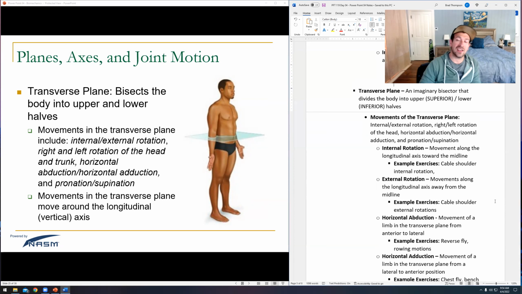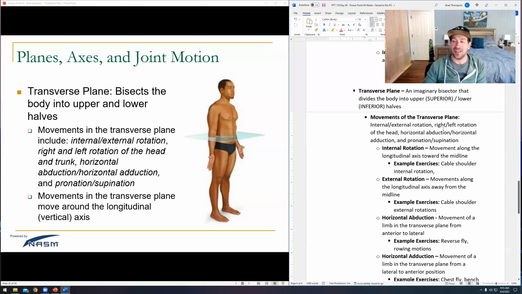All right. So the next one we got is the transverse plane. This is the largest list, but I think this is actually one of the easier ones. The transverse plane is going to divide you again into an upper and a lower portion, and you're going to move along that cut. So spinny movements: we've got internal rotation and external rotation. Internal rotation is rotating towards the midline. External rotation is rotating away from the midline.